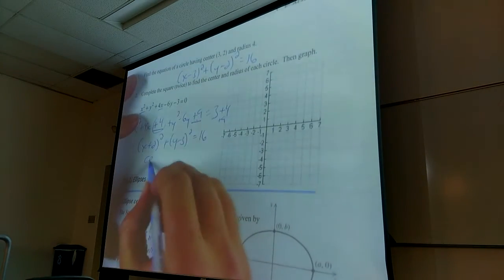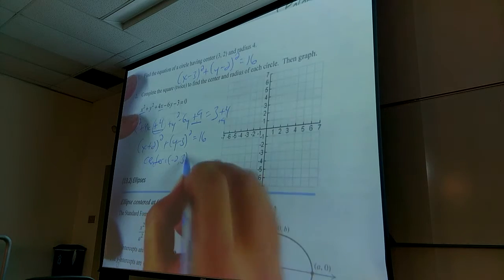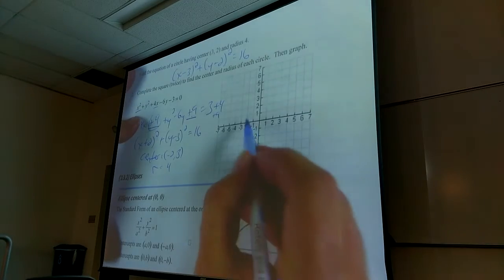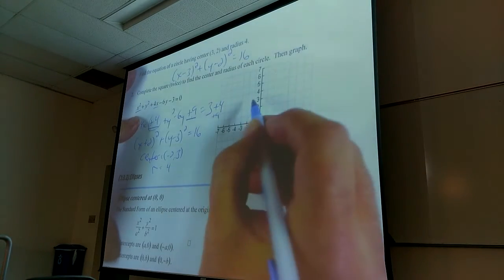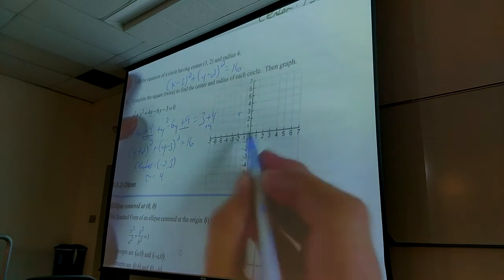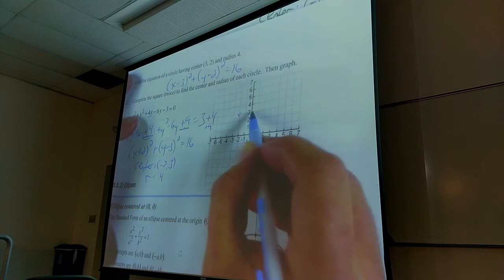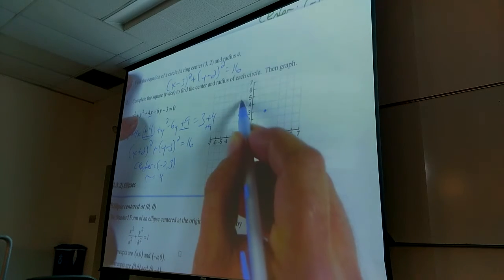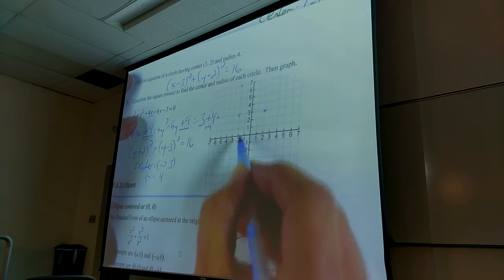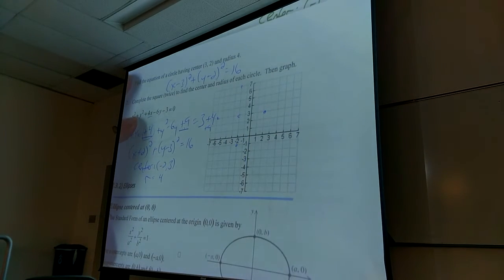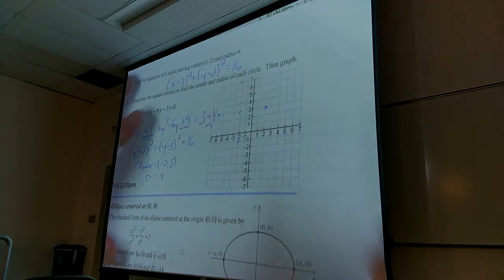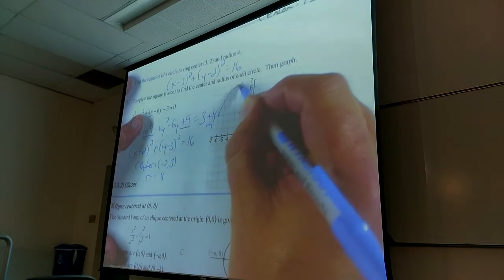Alright. So center is negative 2, 3. Radius is 4. So negative 2, 3. Put a little C for the center. And from there I'm going to count out 4. It's crazy. 1, 2, 3, 4. And like always, you can check those points. If you plug one of those points in, it's got to make it a true statement. Otherwise, you've done something horribly wrong.